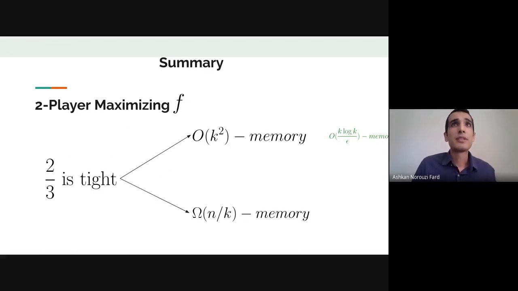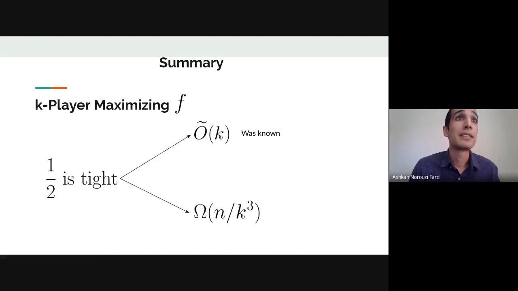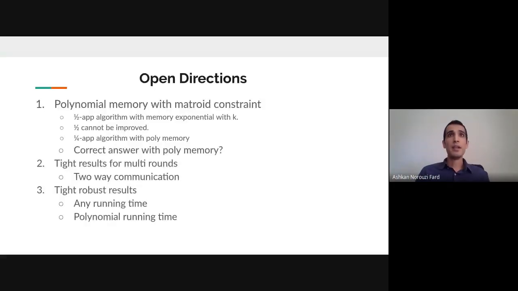So let me give a quick summary of the results that we had. We discussed the two-player setting and showed that the correct answer is 2/3, and we showed that it will give the 2/3 approximation in the robust setting as well. We extended to k-player and showed that 1/2 is tight, which also implies that in the streaming setting, one cannot achieve better than 1/2. So let me explain a couple of open questions here.